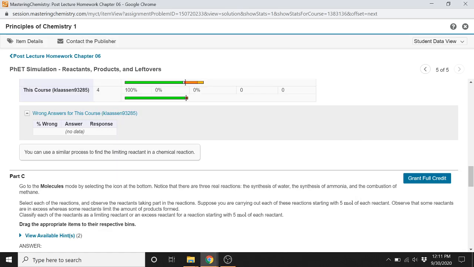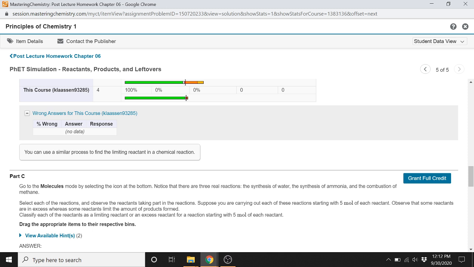Okay, so post 6, question 5, part C, and then we'll do D. Go to the molecules mode by selecting the icon at the bottom. Notice that there are 3 real reactions: the synthesis of water, the synthesis of ammonia, and the combustion of methane. Select each of the reactions. Observe the reactants taking part in the reactions.